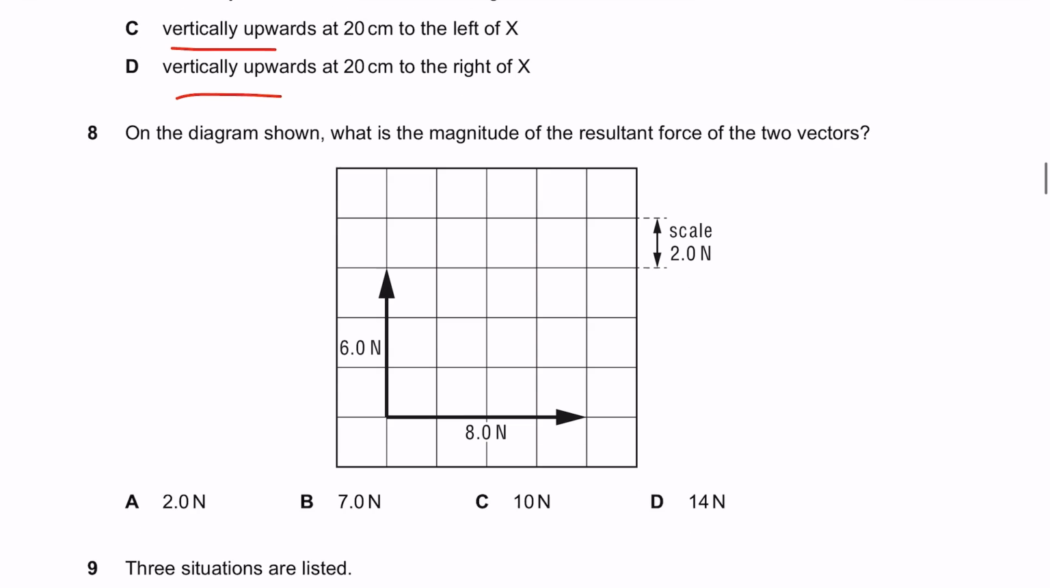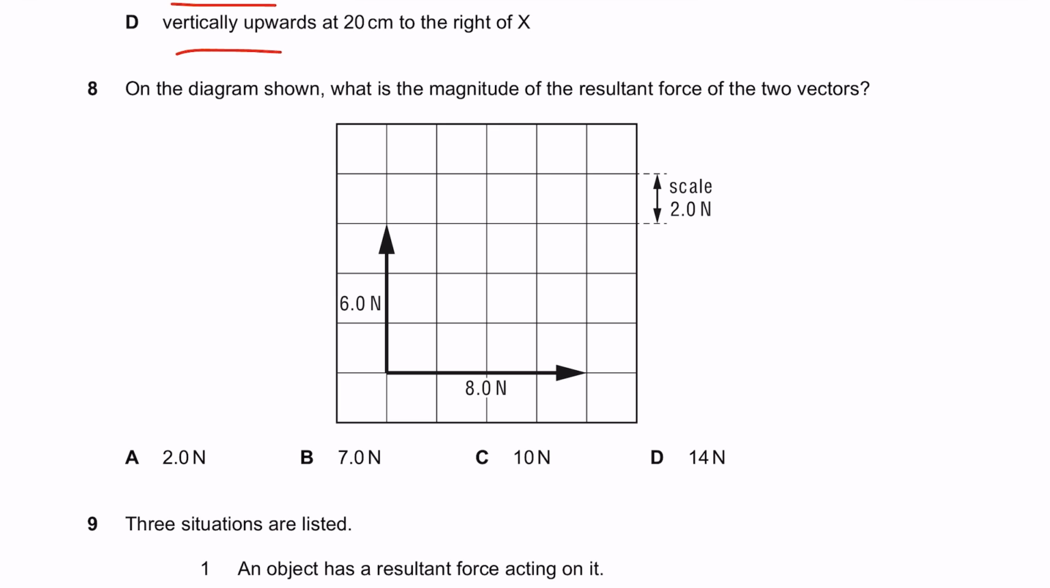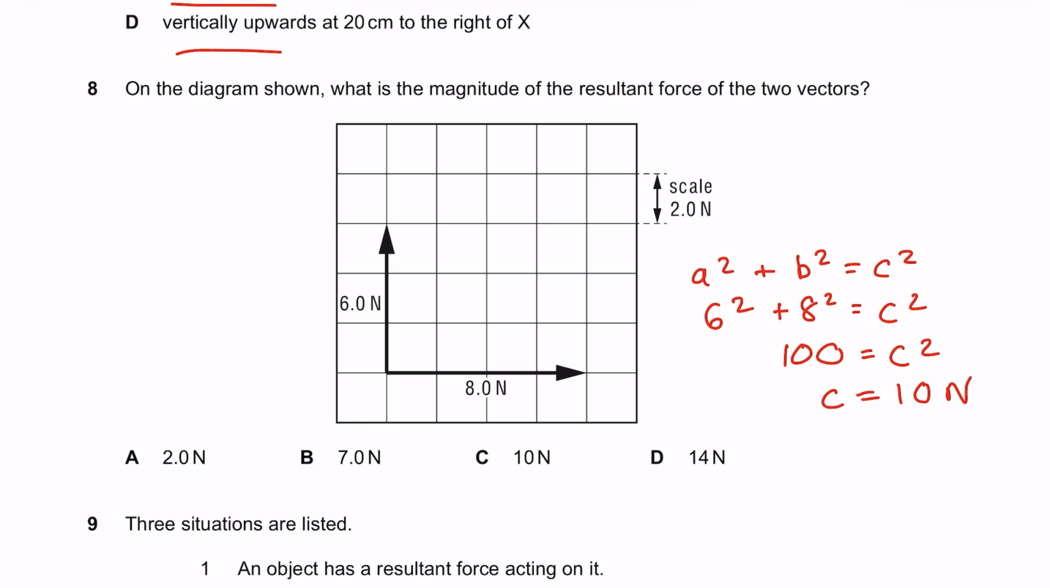The answer is D. On the diagram shown, what is the magnitude of the resultant force of the two vectors? So you can use a ruler to measure this distance, or you can use Pythagoras' theorem, which is a squared plus b squared equals c squared. So that becomes 6 squared plus 8 squared equals c squared. So the answer here is 10 newtons. So it's up to you whichever way you prefer to calculate that.